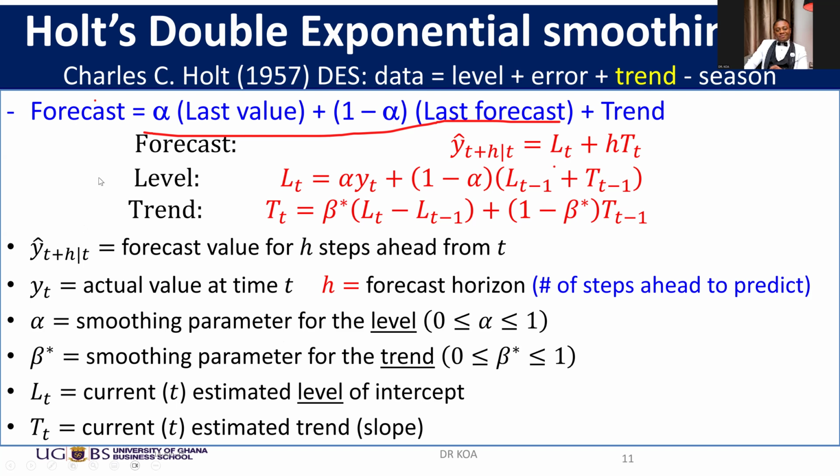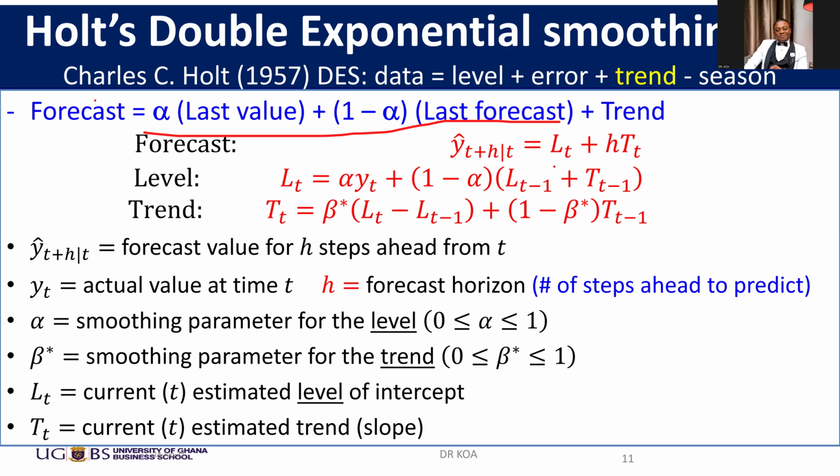But now, once you have calculated the L in this second middle equation, and you have calculated the T, you just bring them and drop them here. And that's it. Now, what is this H? H is simply the number of steps ahead to predict. It's sometimes called a forecasting error. What that means is the number of times ahead to forecast.